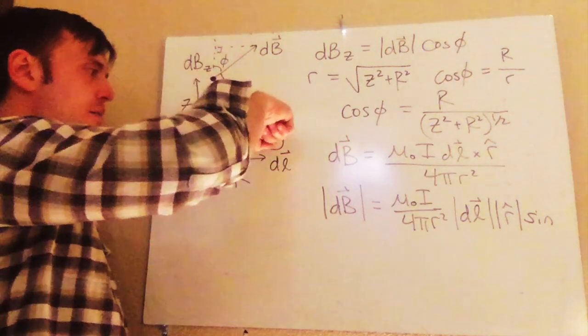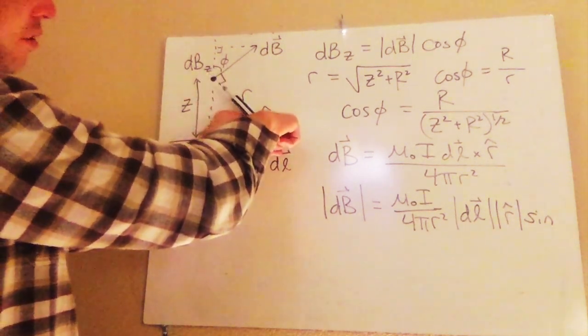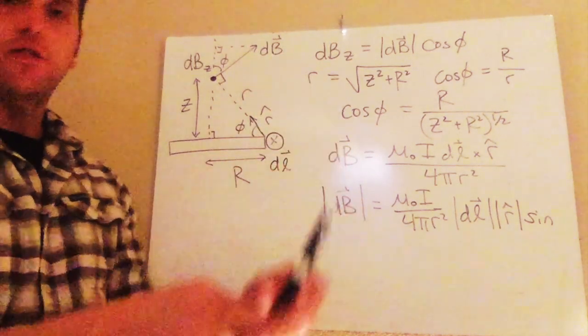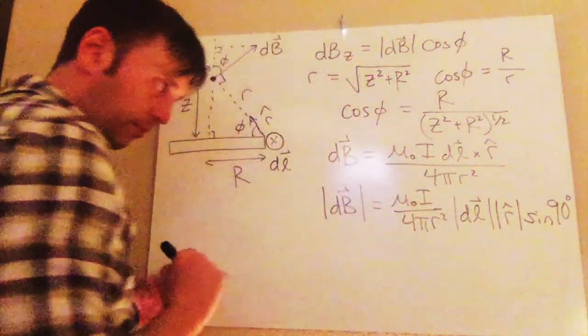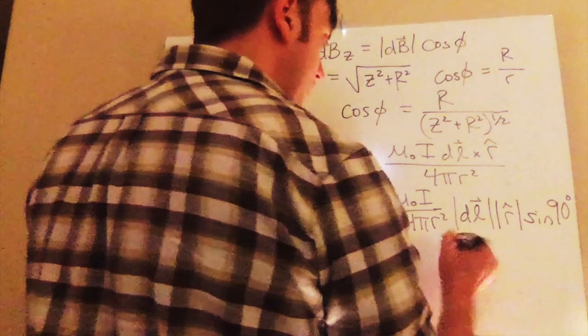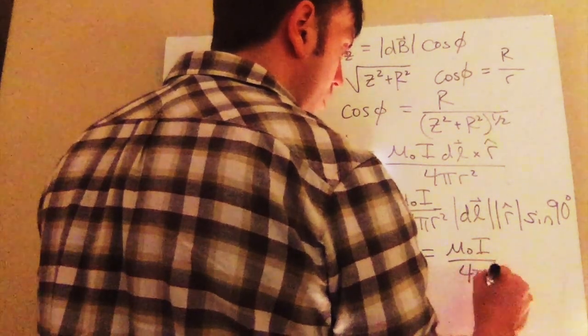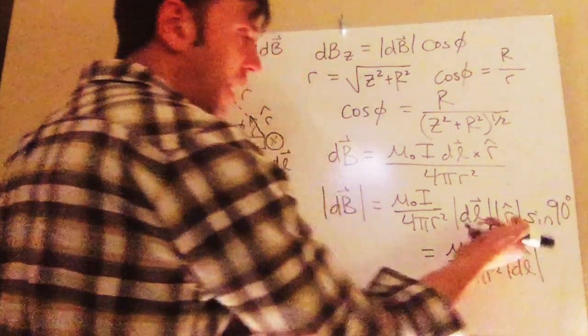So dl is going into the page like this. That's the way the current is going. And r hat is going like this, which is sort of on the page itself, up and to the left. Now these two vectors are at a right angle. If I have one vector in the plane of the page and another vector going into the page, there's a right angle, or a 90-degree angle, between those two. Okay, so let's take this a little bit further. We've got mu naught times I divided by 4 pi r squared. Now, the magnitude of dl, I'm just going to leave as is. But the magnitude of r hat, that's a unit vector, so that's 1. And sine of 90, that's also 1.